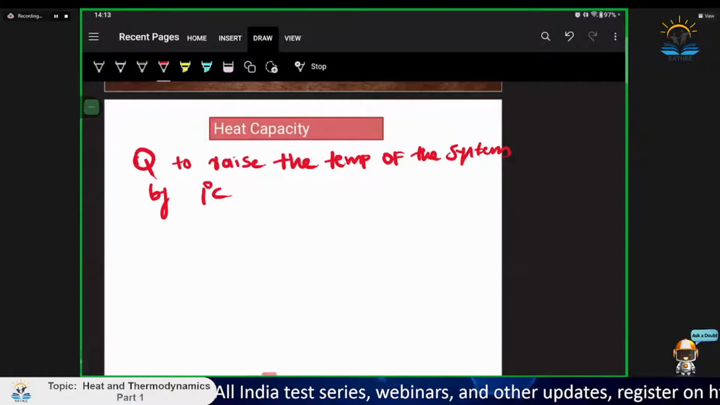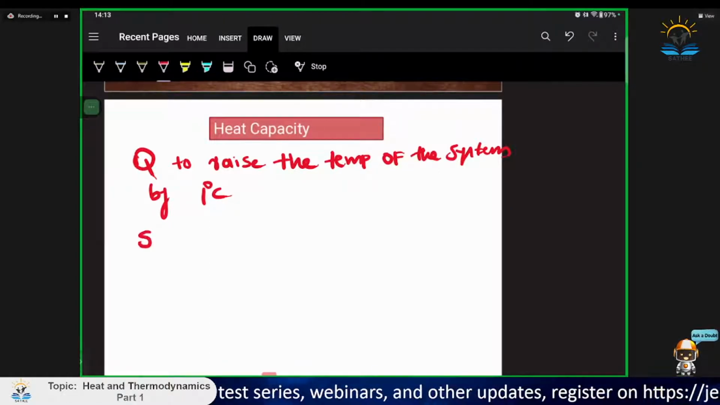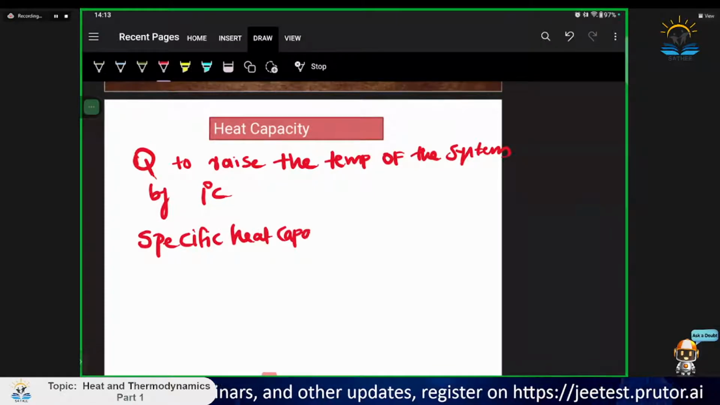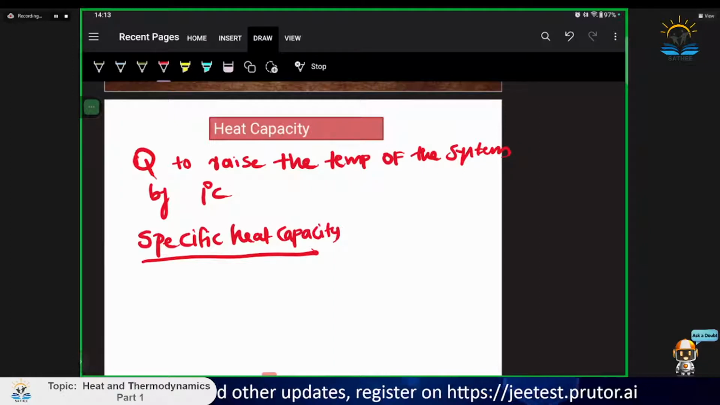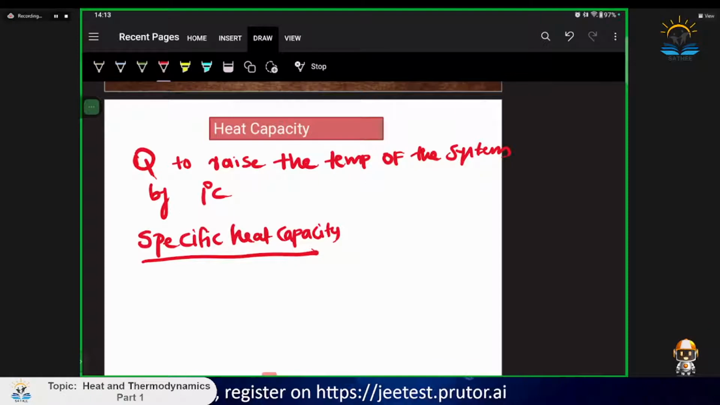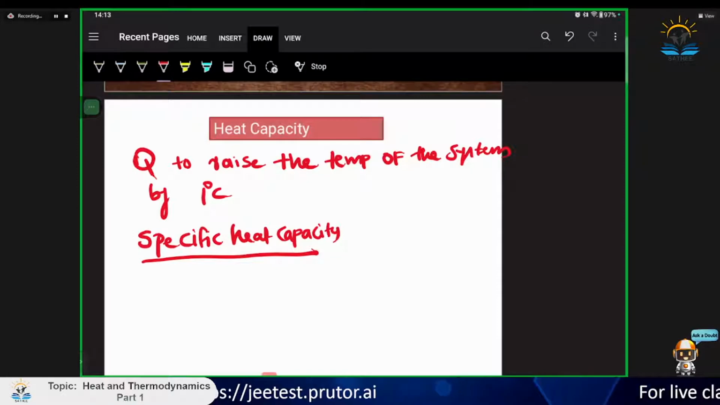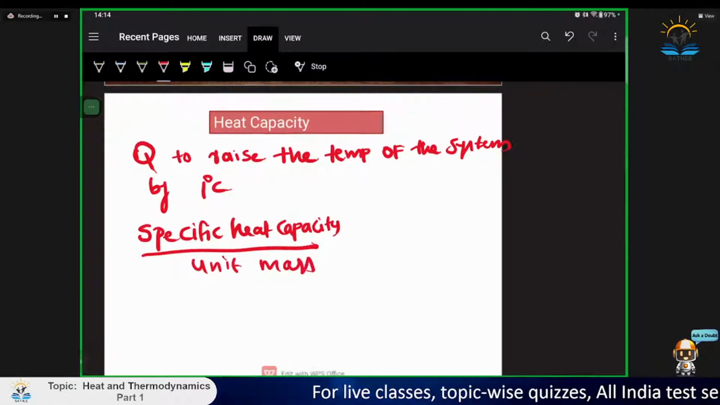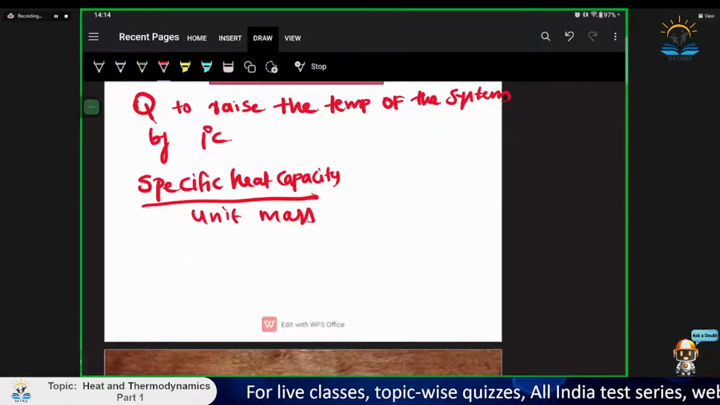Next, what is specific heat capacity? The difference between heat capacity and specific heat capacity is that heat capacity is the amount of heat required to raise the temperature of the system by 1 degree Celsius. Specific heat capacity is the amount of heat required to raise the temperature of a unit mass of the system by 1 degree Celsius. Unit mass, for example, 1 gram or 1 kilogram, anything.